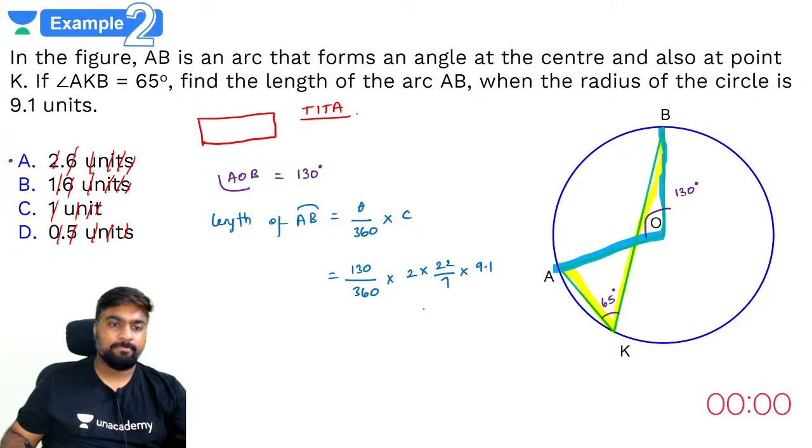So this is 11 times, this goes down 90 times, this is once, 1.3 times.